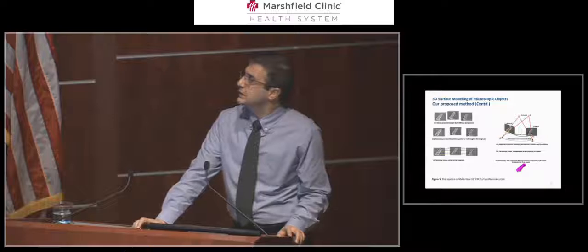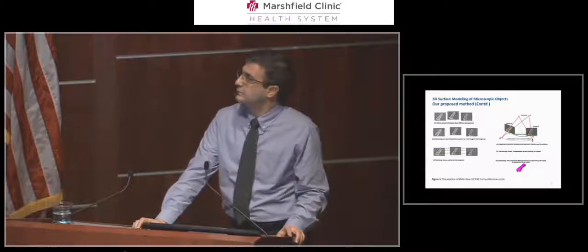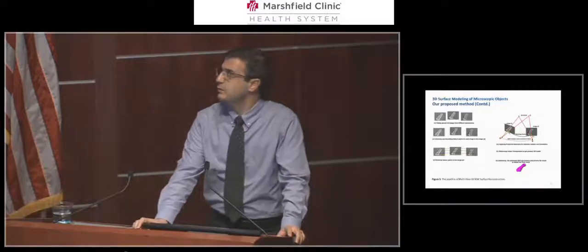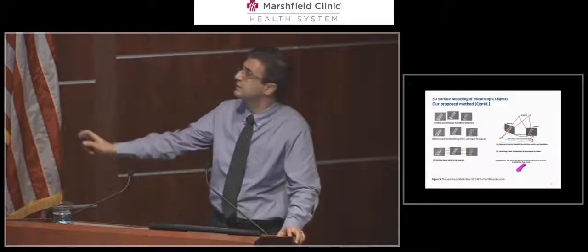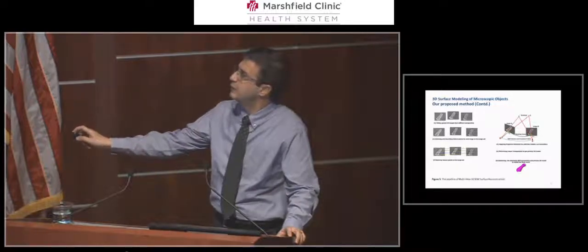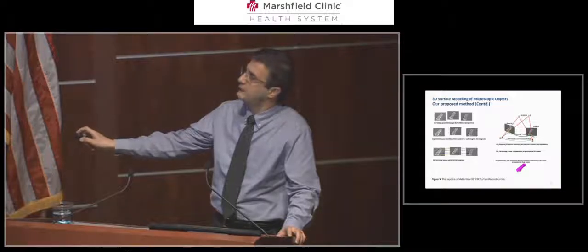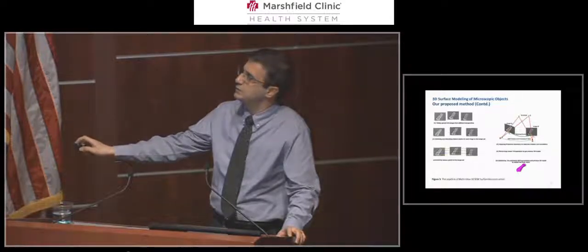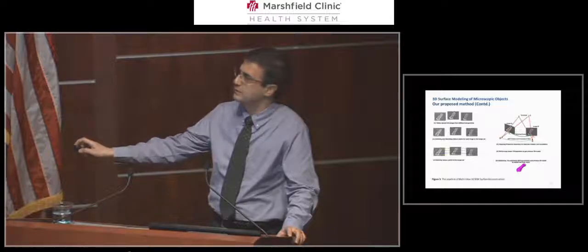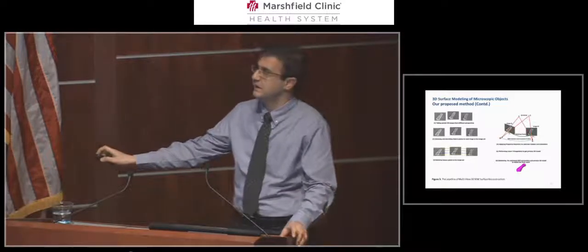Here is the pipeline of the work. So as you see, the pipeline begins with taking several 2D images from a scanning electron microscope. Once we are done with this step, we need to detect and describe feature points in every single image. Then we need to find matching points or corresponding points in the image set.